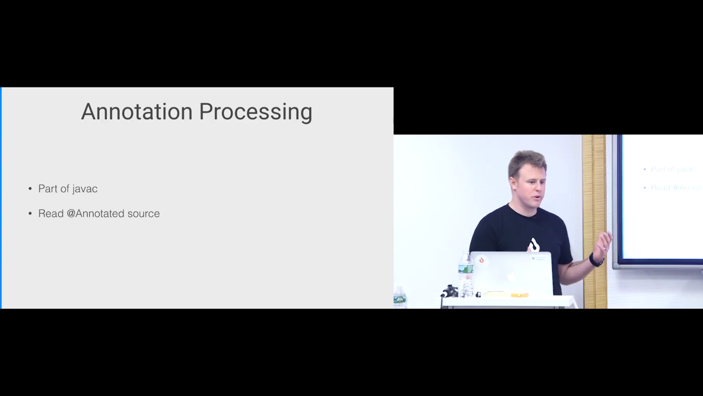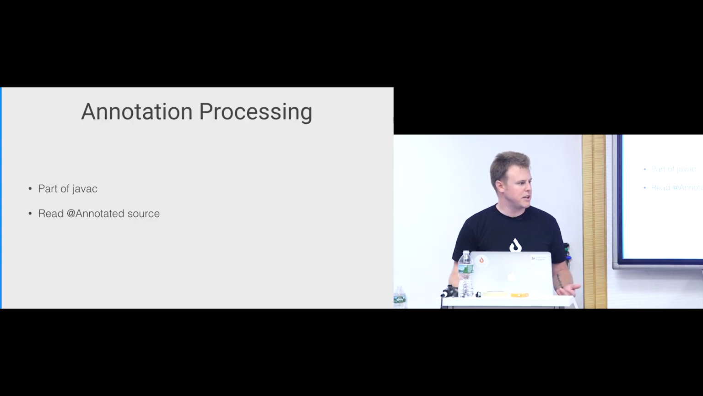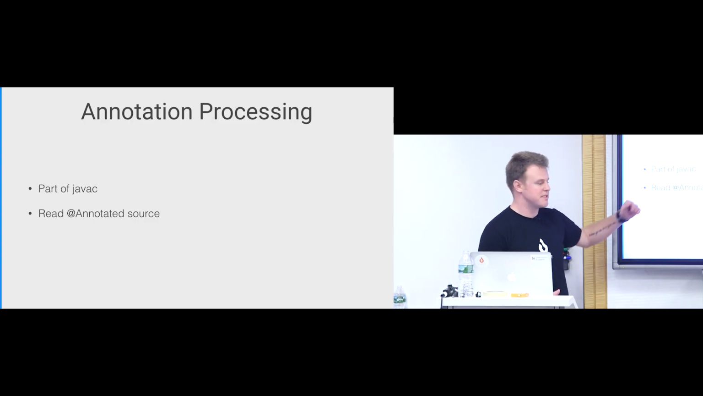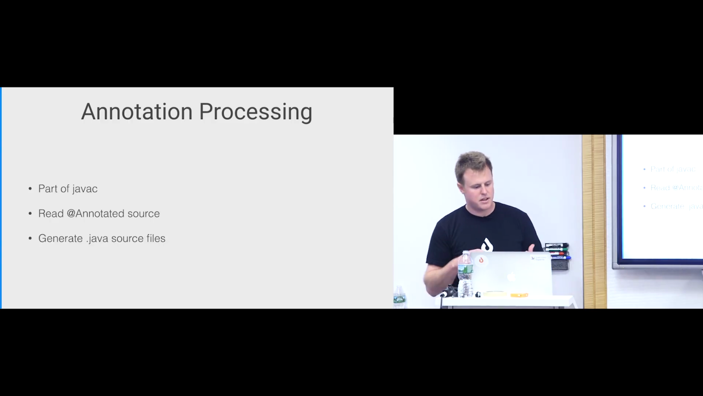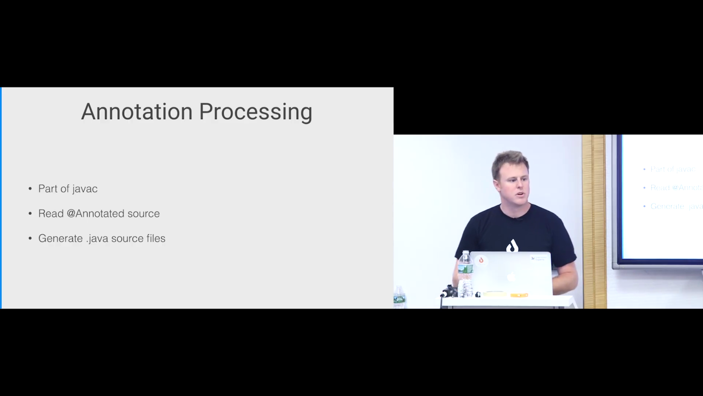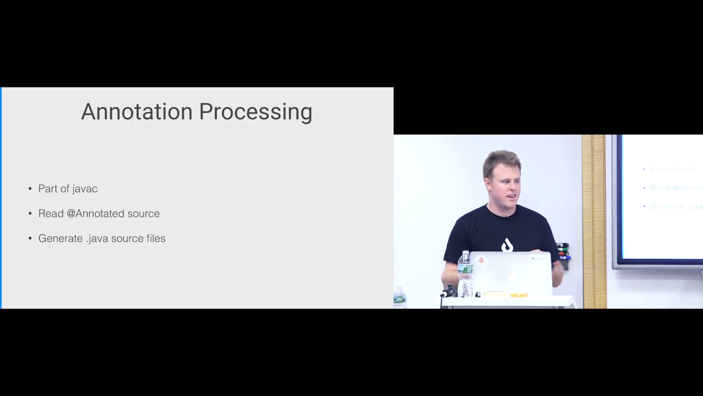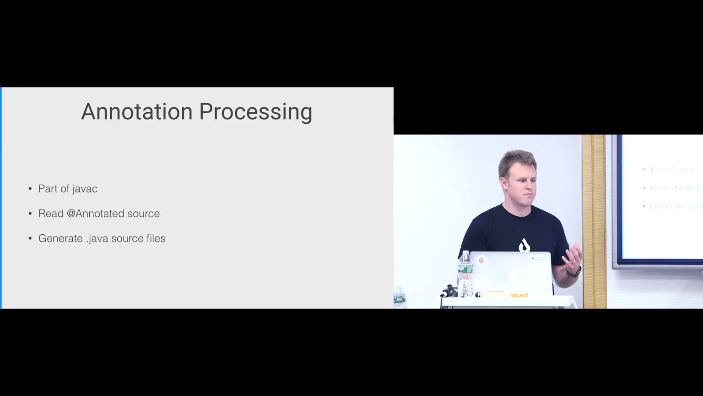With annotation processing, we read annotated sources. So I'm sure many of you have seen annotations before. They've got this @ symbol. And you can apply annotations to all sorts of different elements, which we'll talk about. And we can use annotation processing to generate Java source files. All right, so one of the key things to note here is that we can't modify existing code. All we can do is generate new code. There's some ways around that, which I'll talk about a little bit, but using the annotation processing frameworks, all you can do is generate new code.